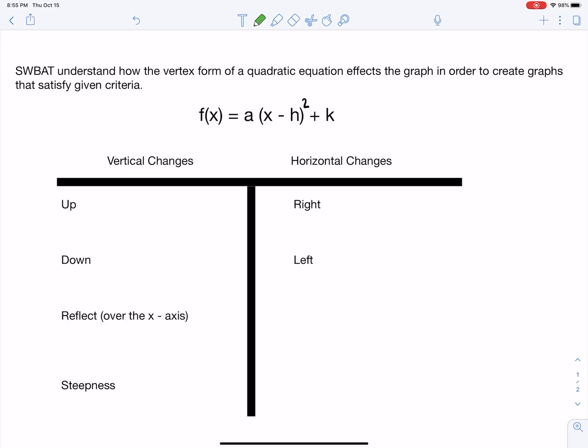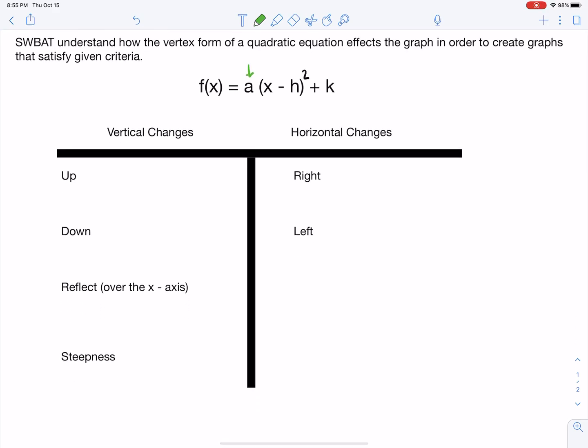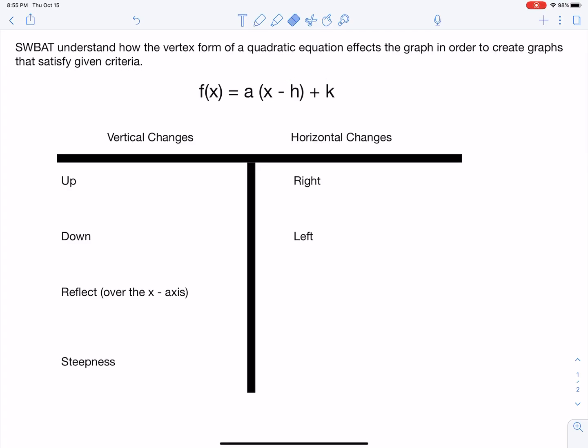So here, let's just go for the basics. When you talk about changing, you can change the A value in this equation, you can change the H value, and you can change the K value. And when you change each of those values, that changes something different about the graph, okay? There are vertical changes and there are horizontal changes. Vertical changes are changes that happen up and down on the graph, right? Because vertical is up and down. Horizontal are changes that will move your graph left and right. So if you want the graph to move left, you're going to find this. If you want the graph to move up, you're going to find this. If you want the graph to be steeper, you're going to look at these notes.